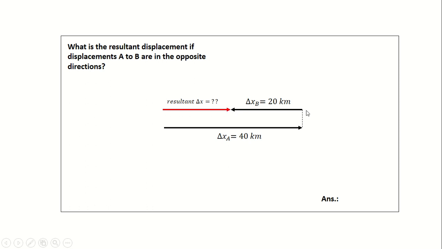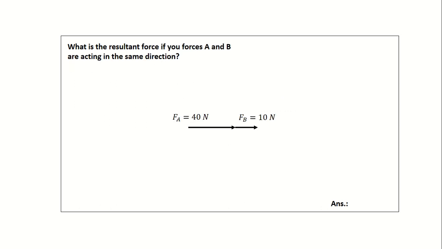How much would be the resultant? It's just a matter of subtracting the two, right? So it's going to be 40 minus 20, and the resultant would be 20 kilometers. As shown in the diagram, the red arrow is to the east. The resultant is 20 kilometers to the east.